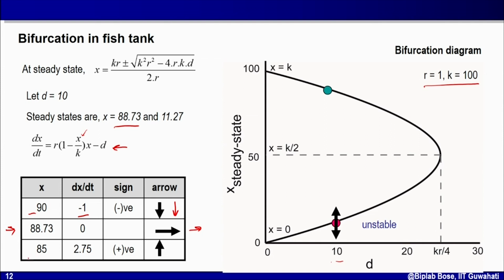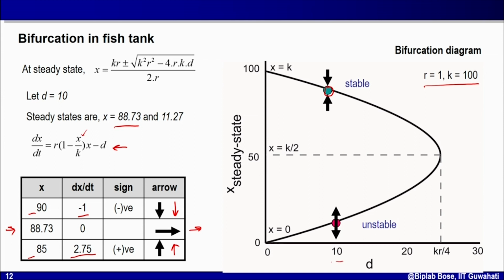If I take a smaller value of x, say 85, then if I calculate dx/dt using the same relationship, we get 2.75. It's positive. That means the arrow will be pointing up. So if I put the arrows, I get it like this. Both the arrows are pointing towards the steady state at 88.73.